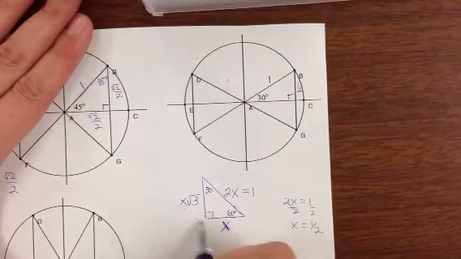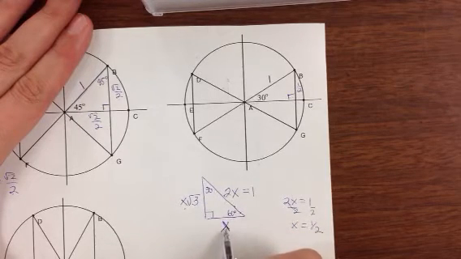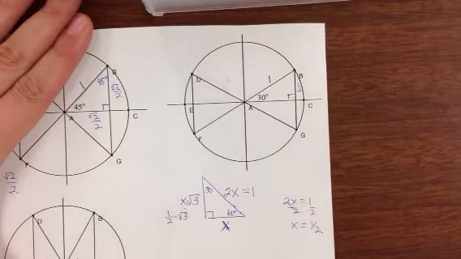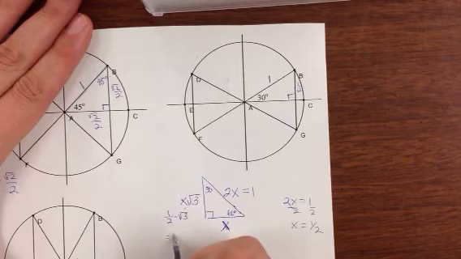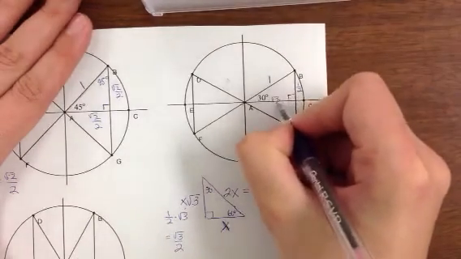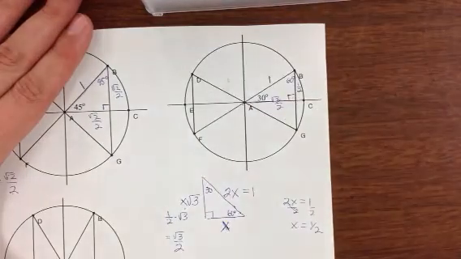And then what will that mean the longer side is across from 60? Well, if x is 1/2, I get 1/2 times the square root of 3. Well, that simplifies to the square root of 3 over 2. So this side, square root of 3 over 2, is right here across from the 60-degree angle.